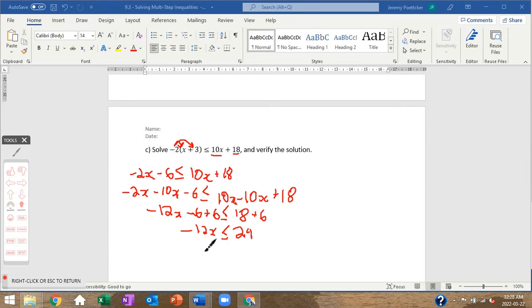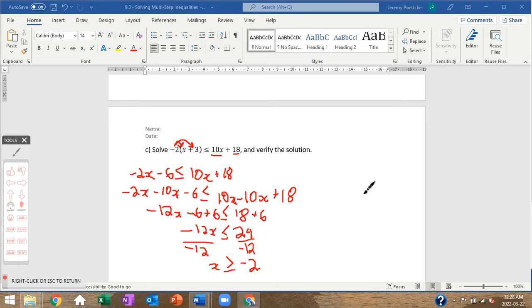And this works out kind of nice. 24 can be divided by 12 because that's the opposite of multiplying. So I'm going to divide both sides by negative 12. Ooh, I'm dividing by a negative. I've got to flip this sign when I write it again. So I'm going to divide by negative 12. I'm left with x. And I flip the sign, so x has got to be greater than or equal to negative 2.